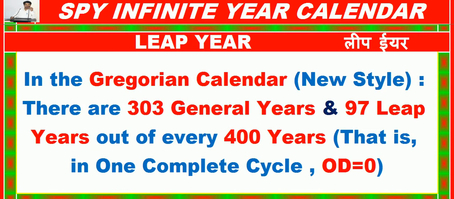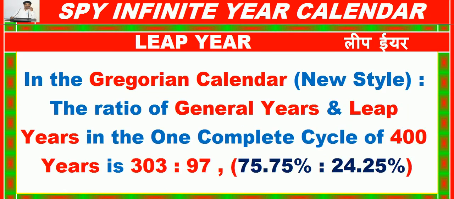In the Gregorian calendar new style there are 303 general years and 97 leap years out of every 400 years. That is, in one complete cycle OD equals 0. In the Gregorian calendar new style the ratio of general years and leap years in one complete cycle of 400 years is 303:97, 75.75%:24.25%.